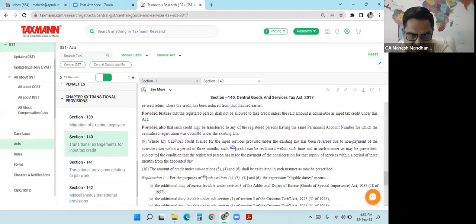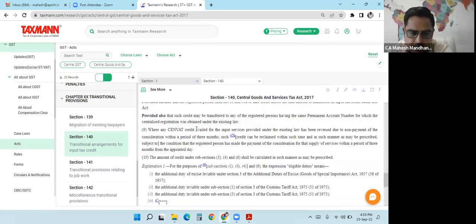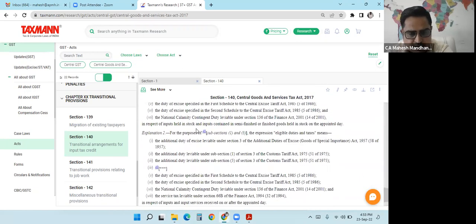So this was all about the main important transitional provisions. Now all this transitional credit can be claimed during October and November.